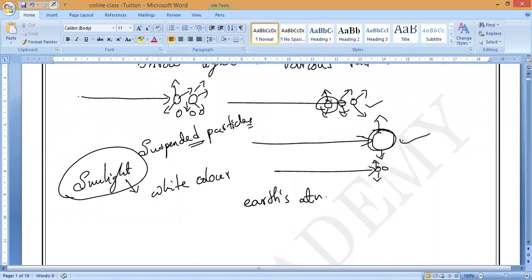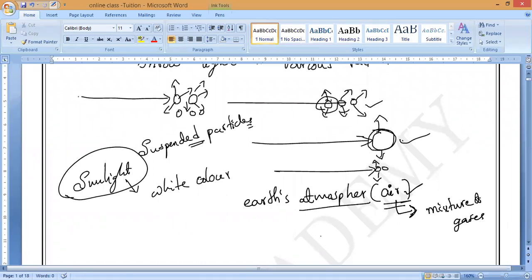Atmosphere. So because of Earth's atmosphere means what? What do you mean by atmosphere? Atmosphere means air. Understand? It is a blanket surrounding the earth. Atmosphere means air only, because atmosphere means a thick blanket of air. Correct or not? So what does this thick blanket of air contain? It contains a mixture of gases.